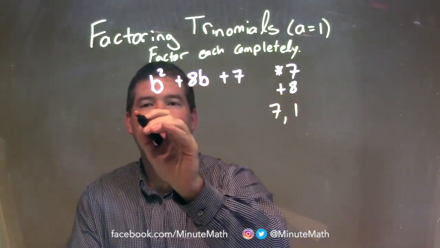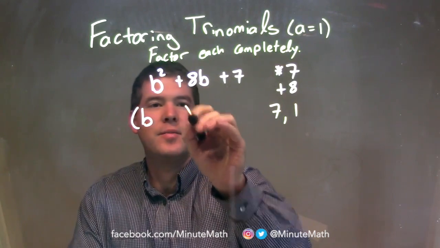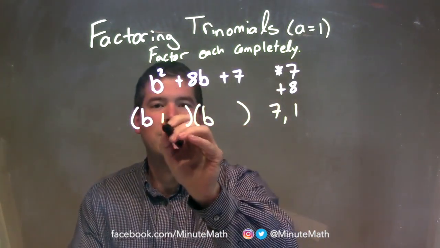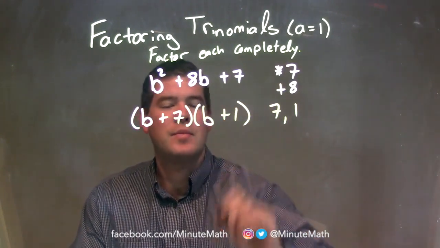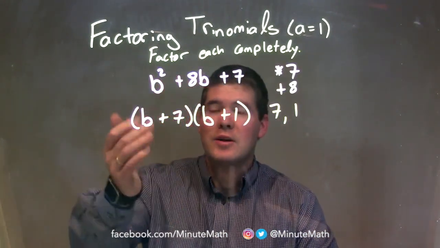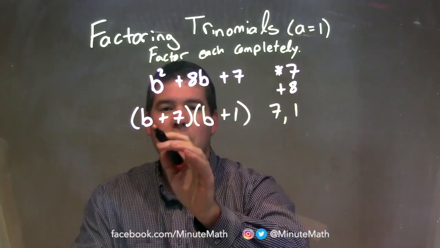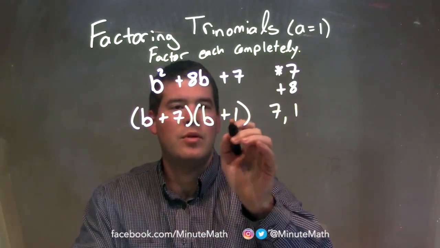So we can break this down to be b here, like this. And we said, well, it's a positive 7 and a positive 1. And there we go. We have factored this completely. Our b squared plus 8b plus 7 factors out to be b plus 7 times b plus 1.